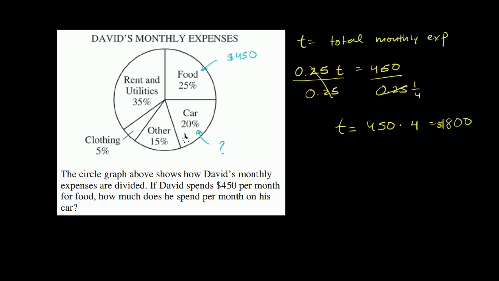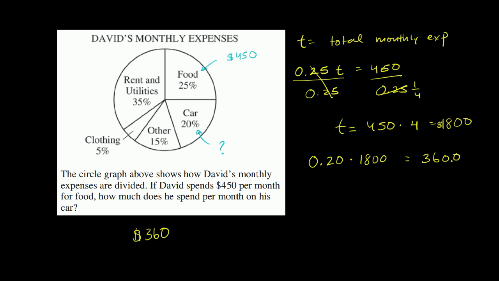And we need to figure out what is 20% of that. So the amount that he spends on his car is going to be 0.20 times 1,800. And that's going to be equal to, let's see, 2 times 1,800 is going to be 3,600. But this is not 2 times, this is 0.2 times 1,800. So this is going to be 360. So he spends $360 per month on his car.